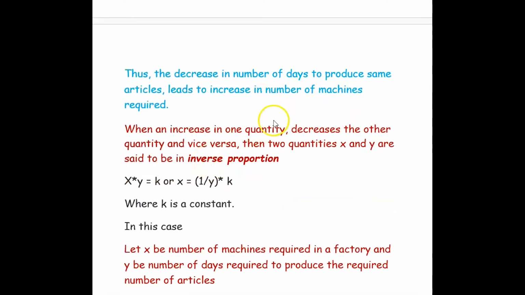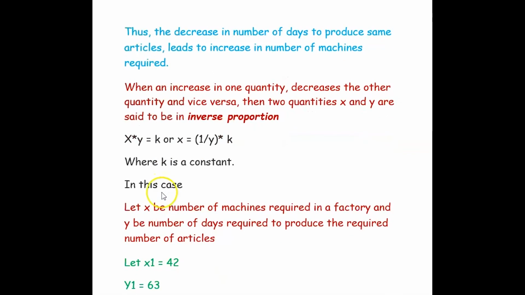number of machines required. So we know that when an increase in one quantity decreases the other quantity and vice versa, then those two quantities, let's take X and Y, are said to be in inverse proportion. So we know the relation for inverse proportion is the two quantities X into Y equal to K, that is a constant. K is a constant. So in this case, let's take X to be the number of machines required in the factory and Y to be the number of days required to produce the same number of articles.